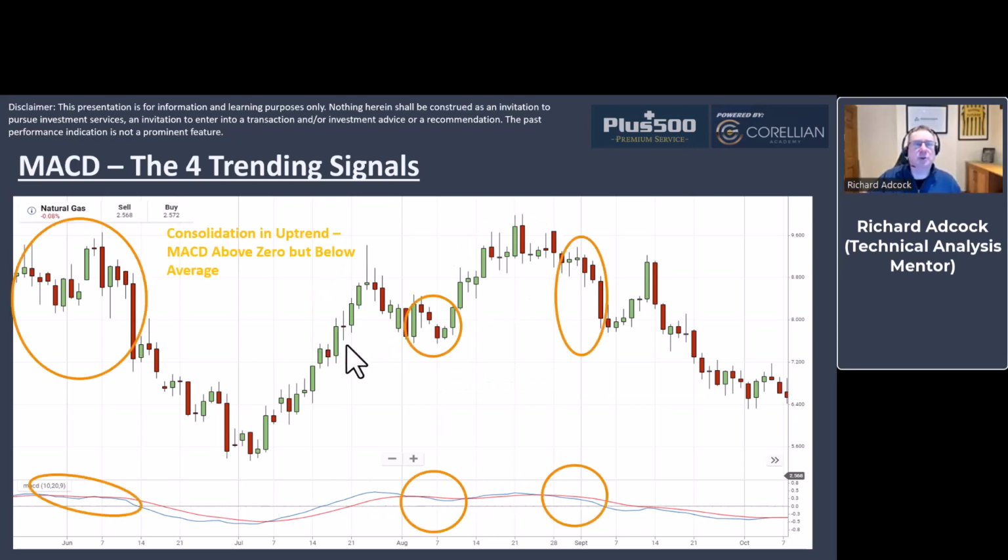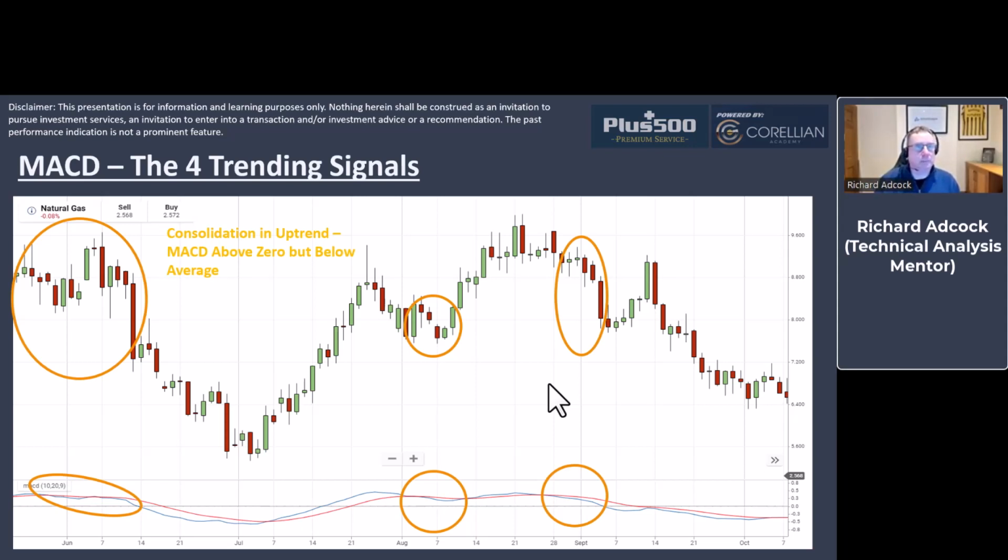How about consolidations within the ongoing trend? Well, this comes again by using the MACD, but by looking at the MACD in relation to the moving average. And if it's below its own moving average, as we've highlighted within the yellow circles, that's when we are seeing consolidations within an uptrend. Now, we know that this is an uptrend because the MACD is still above the zero line. Above zero, you're in a bullish trend. Below zero, you're in a bearish trend.